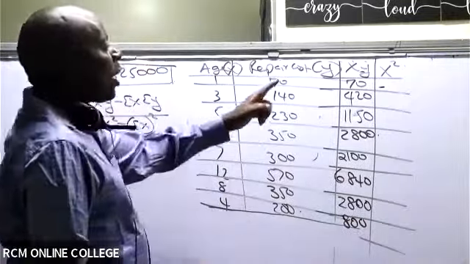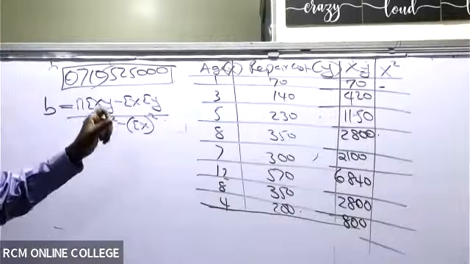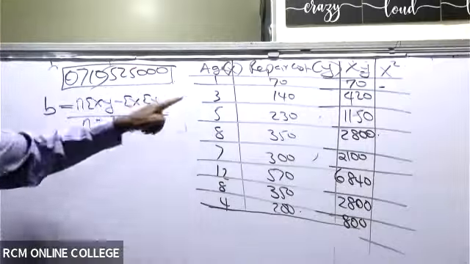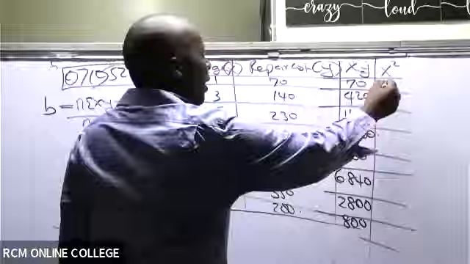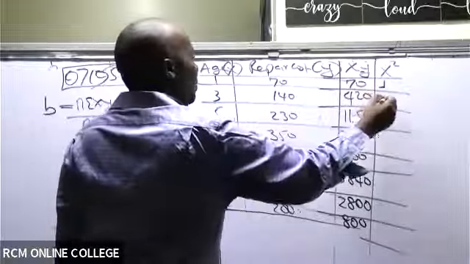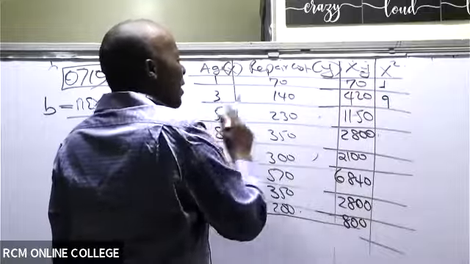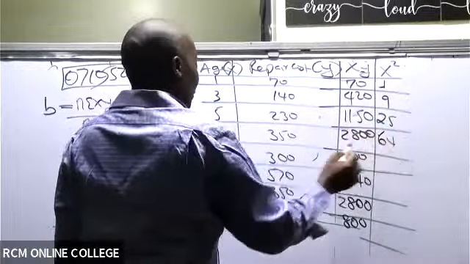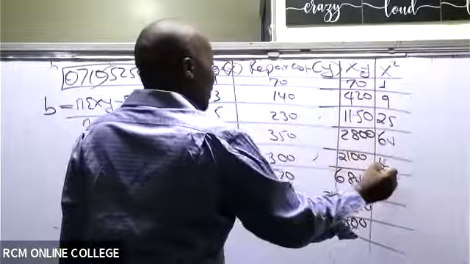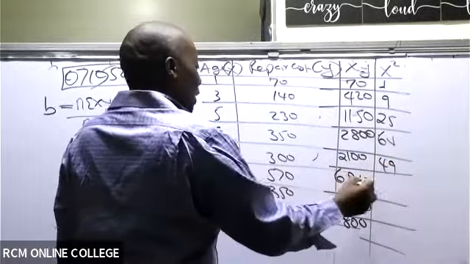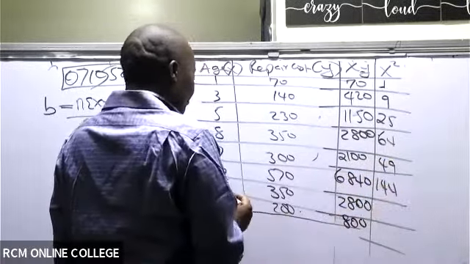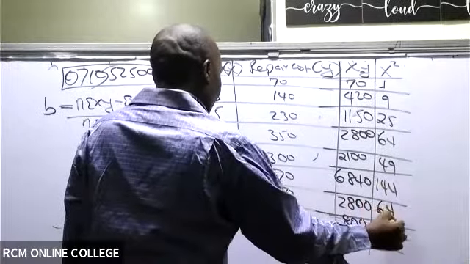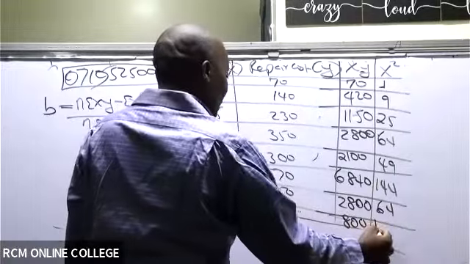How about the column of x squared? You simply use your calculator there. So 1 squared gives me 1. 3 squared gives me 9. 5 squared gives me 25. 8 squared gives me 64. 7 squared gives me 49. 12 squared gives me 144. 8 squared gives me 64. 4 squared gives me 16.